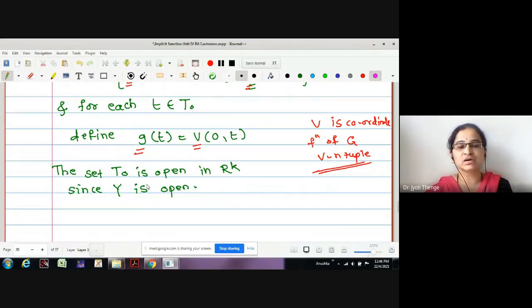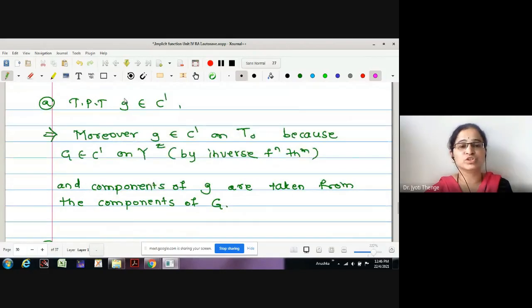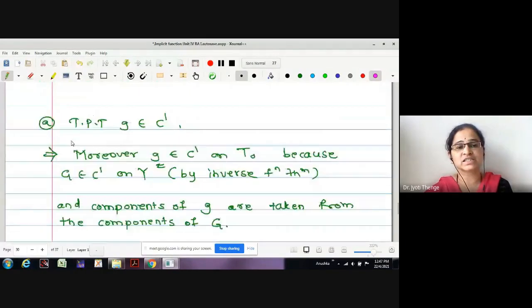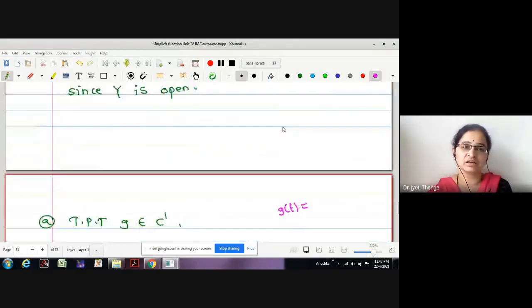Now this set T naught is open because Y is already open. Now we want to prove g belongs to C1, that is, continuously differentiable. But this g we have constructed with the help of the coordinate function of capital G. But capital G is already a continuously differentiable function. Therefore, each component is continuously differentiable. And this g we have taken to be the v function. Now we have defined g of t as v of (0,t).